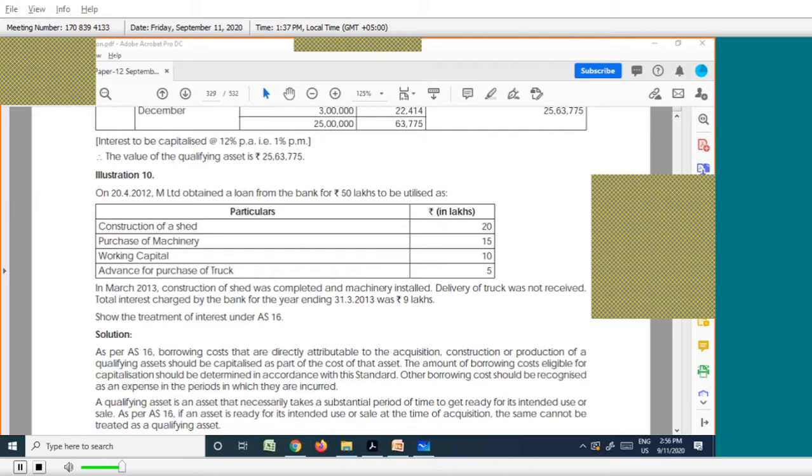What is the last item? Advance for purchase of tractor. Forget the advance, just the purchase of a tractor. You are purchasing one tractor, a four-wheeler. Whether it is a qualifying asset or not a qualifying asset, tell me, yes or no? Qualifying asset means yes. Not a qualifying asset means no. No.